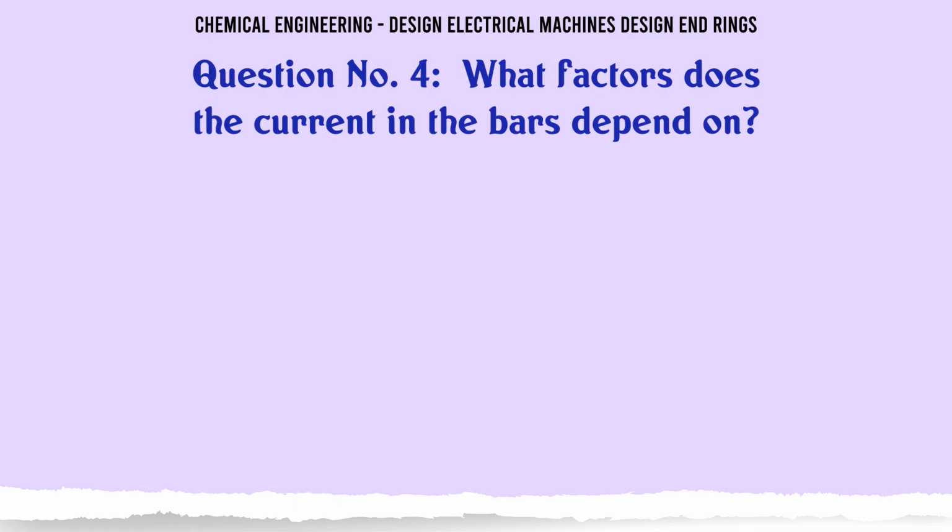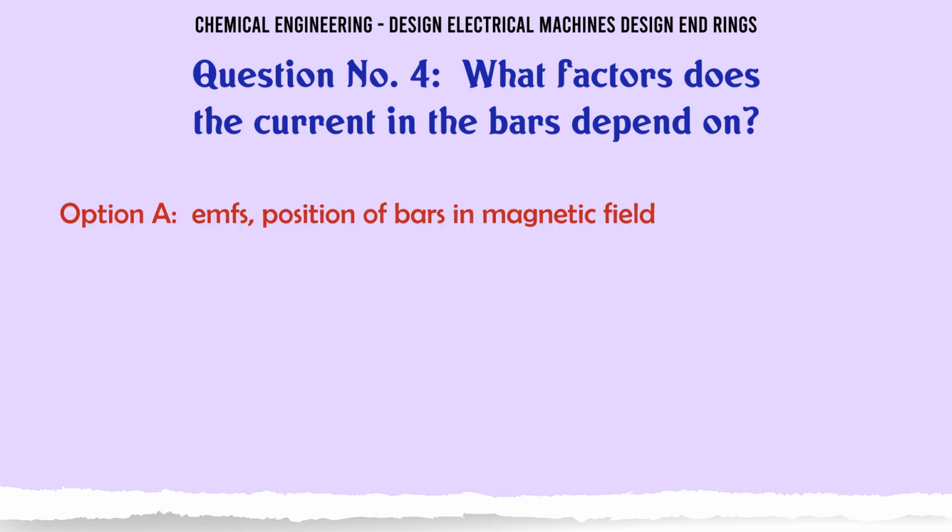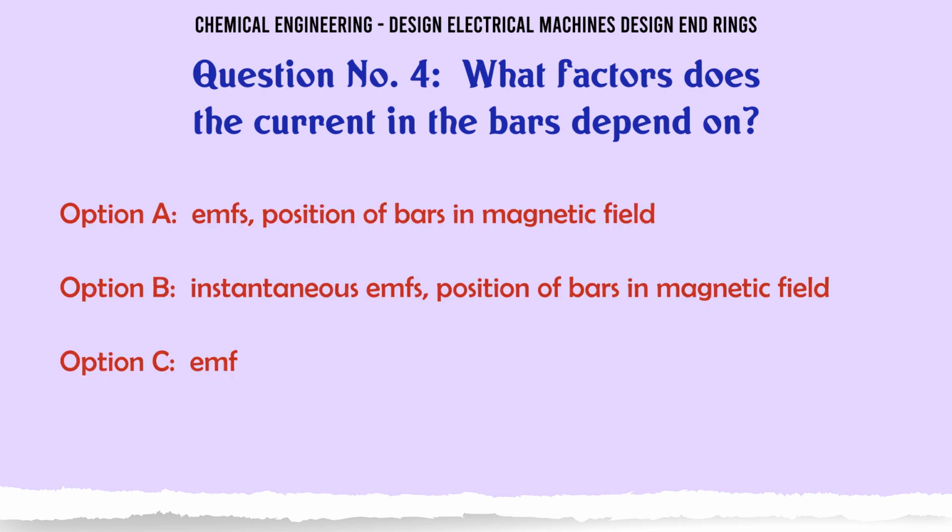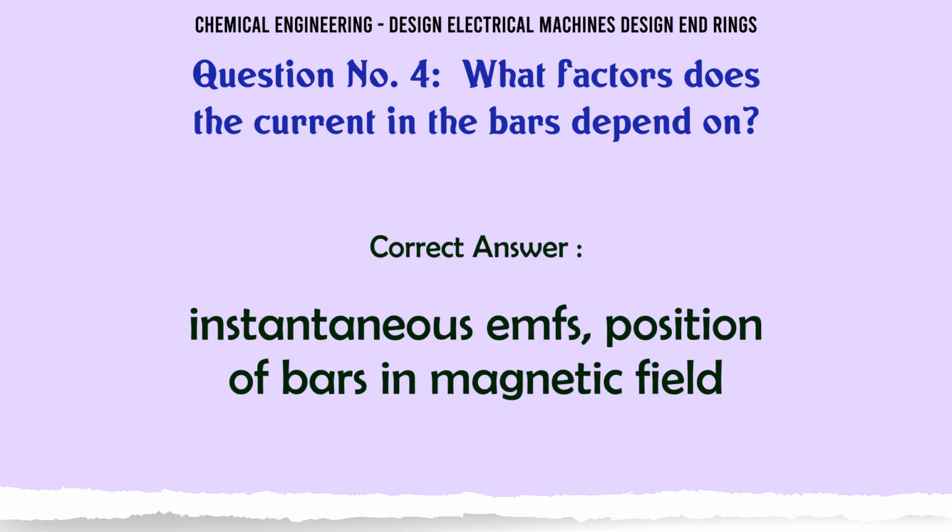What factors does the current in the bars depend on? A. Amps position of bars in magnetic field. B. Instantaneous amps position of bars in magnetic field. C. Amp. D. Instantaneous amp. The correct answer is instantaneous amps position of bars in magnetic field.